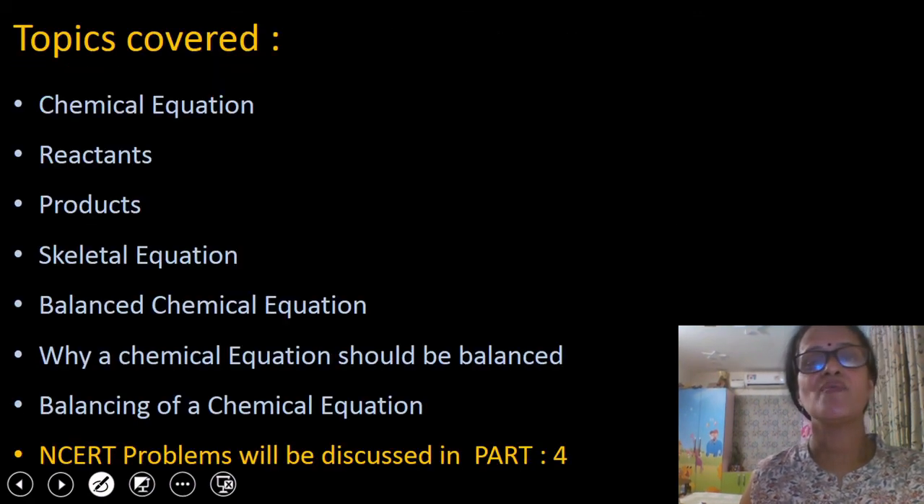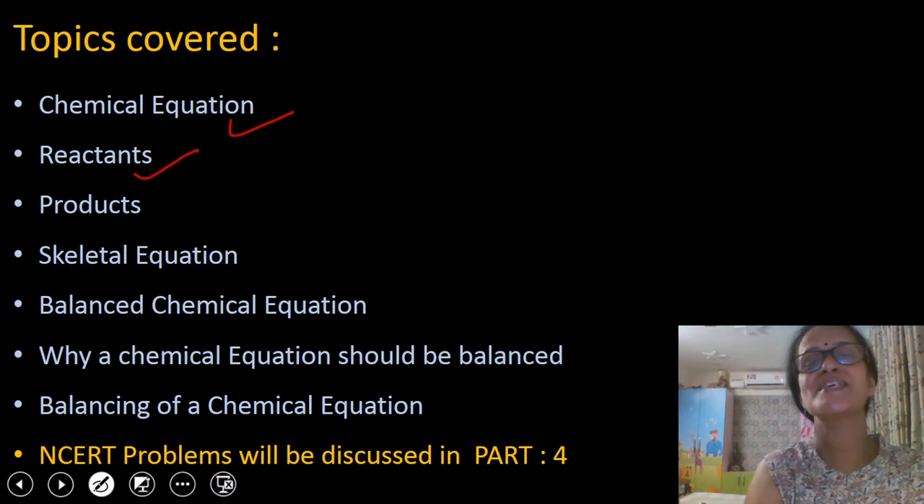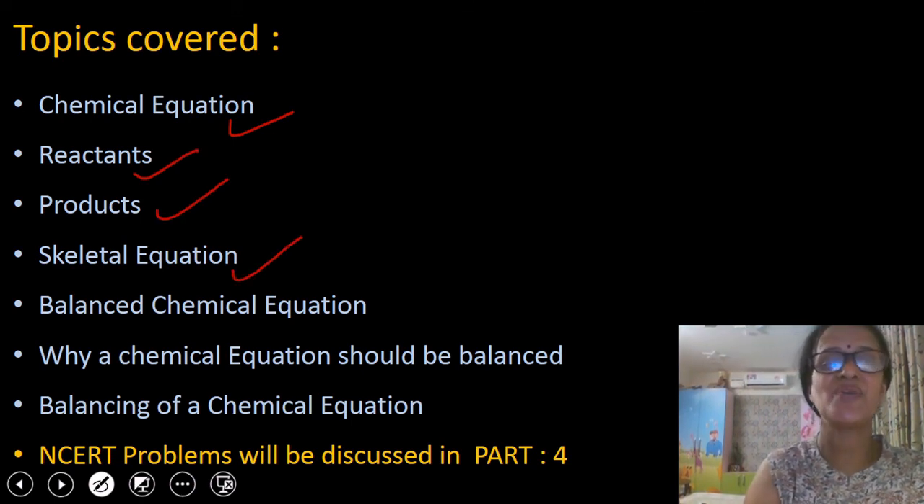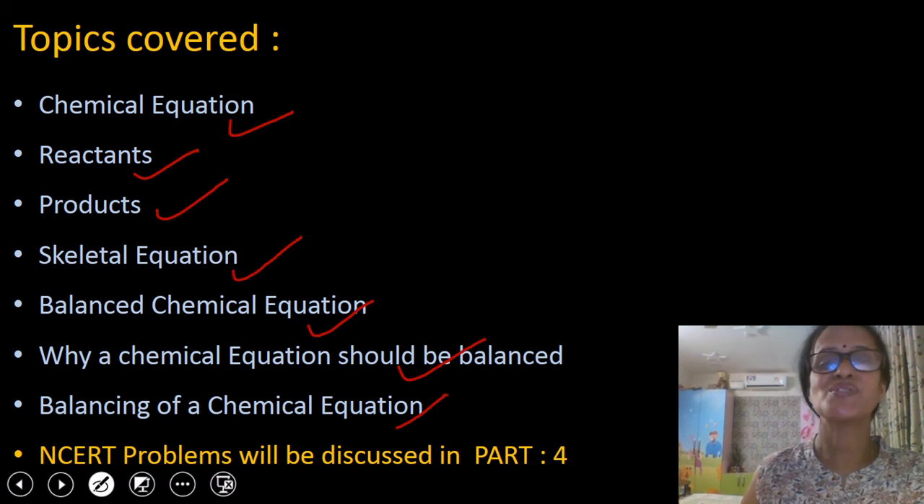Now we will see the topics which we have covered today. We have learnt about chemical equation, reactants, products, skeletal equation, balanced chemical equation. Then we have learnt why a chemical equation should be balanced, and in the last we have learnt steps for balancing a chemical equation. And remember one point, that NCERT problems with solutions will be discussed in part 4. So don't forget to watch part 4.